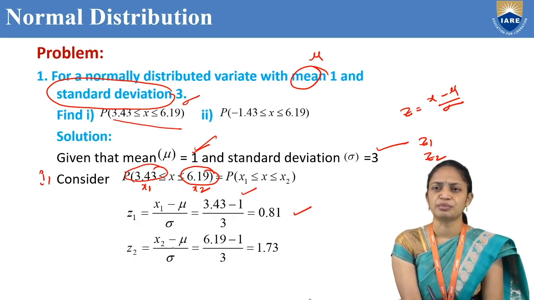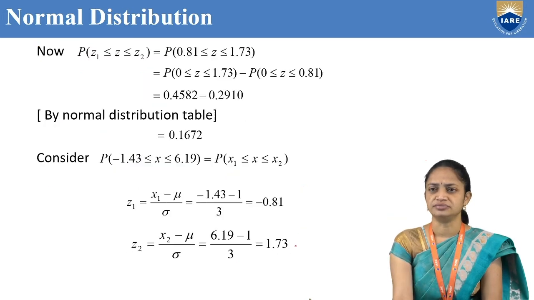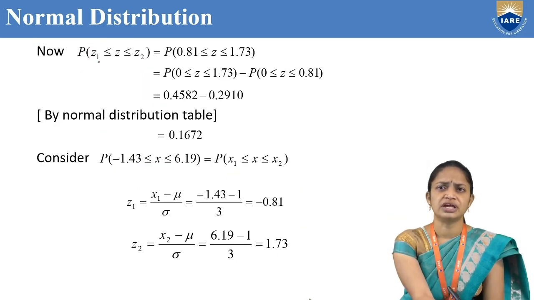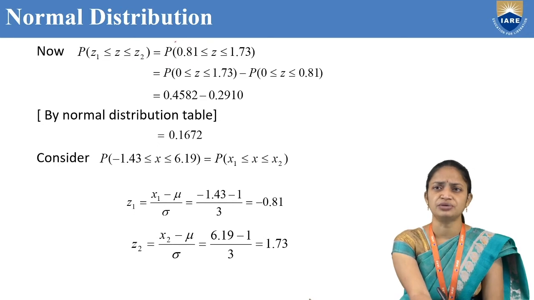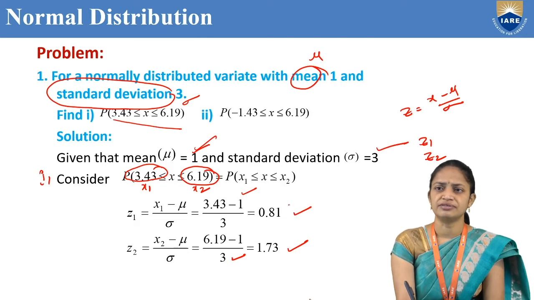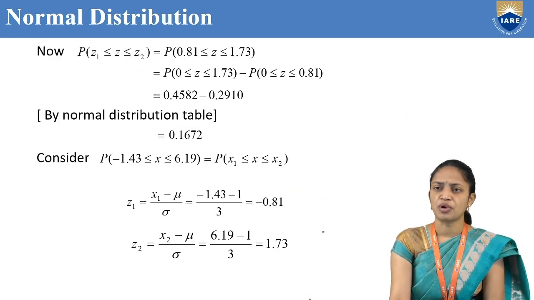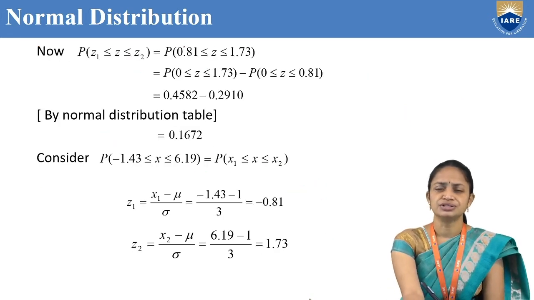Similarly, z2 equals x2 minus mu by sigma, which is 6.19 minus 1, divided by 3. After simplification, we get z2 equal to 1.73. So the probability P of z1 less than or equal to z less than or equal to z2, with z1 equal to 0.81 and z2 equal to 1.73, becomes P of 0.81 less than or equal to z less than or equal to 1.73.